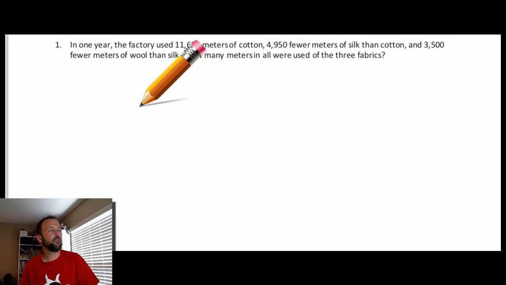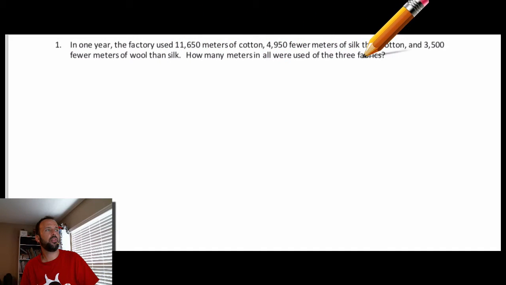All right, so the first problem we're going to take a look at together has to do with a factory. This problem says, in 1 year, the factory used 11,650 meters of cotton, 4,950 fewer meters of silk than cotton, and 3,500 fewer meters of wool than silk. How many meters in all were used of the three fabrics? Man, there's a lot going on in this problem. So take a minute, read it one more time to yourself, and then let's start to break down the problem a little bit and see what we can figure out.